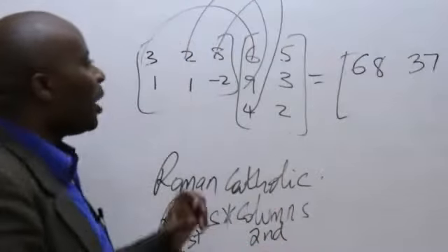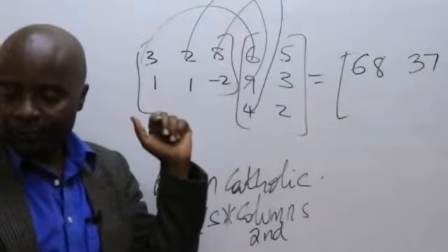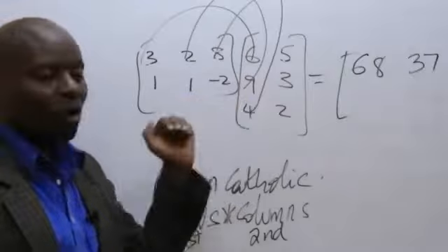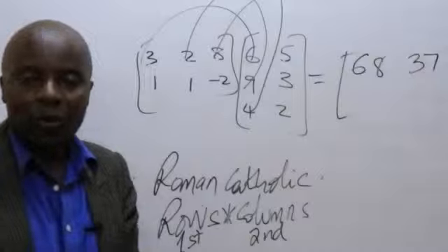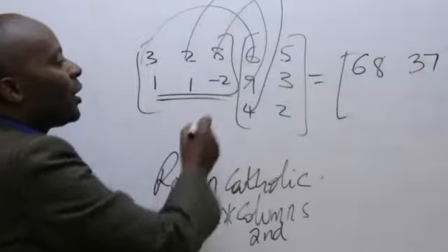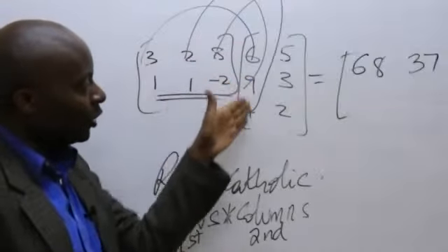Ladies and gentlemen, we are through with row number 1 of the first matrix. It has been able to multiply the 2 columns of the second matrix. Now we get hold of the second row, this second row with the first column.